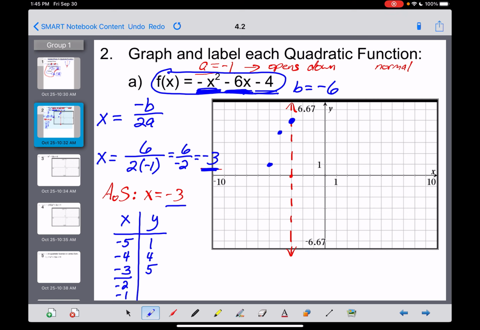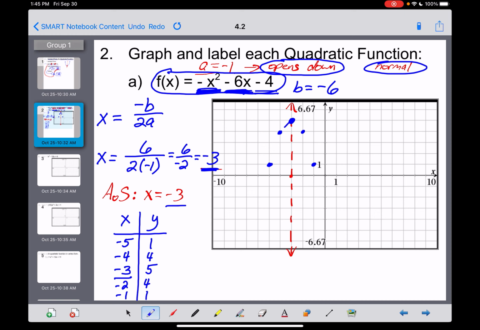Plugging in that -2, that is going to get us 4 again. So we have a solution at -2, 4. There's a fourth point, and plugging in that -1 is going to get us 1 here. So -1, 1 gets us a fifth point right there. And if we think about all the things that we thought we knew, this parabola was going to open down. It looks like it does. And we thought we knew it was going to be a normal width. I think it is as well.